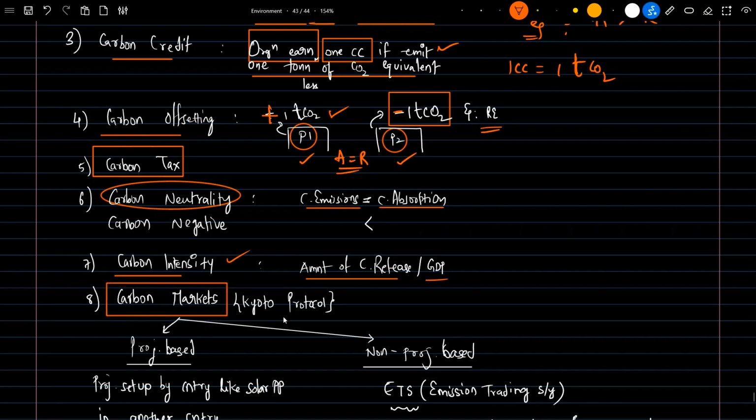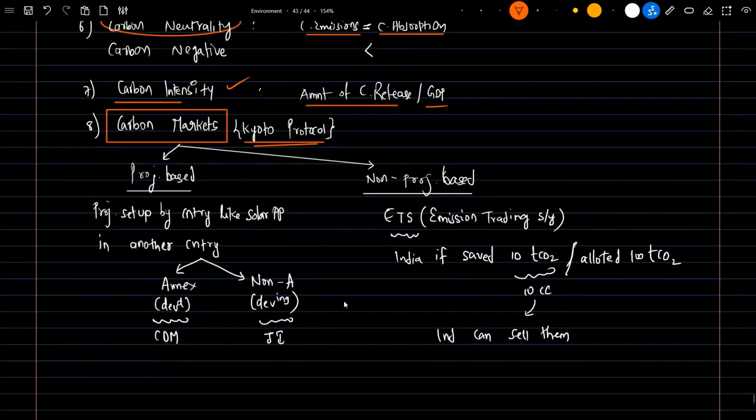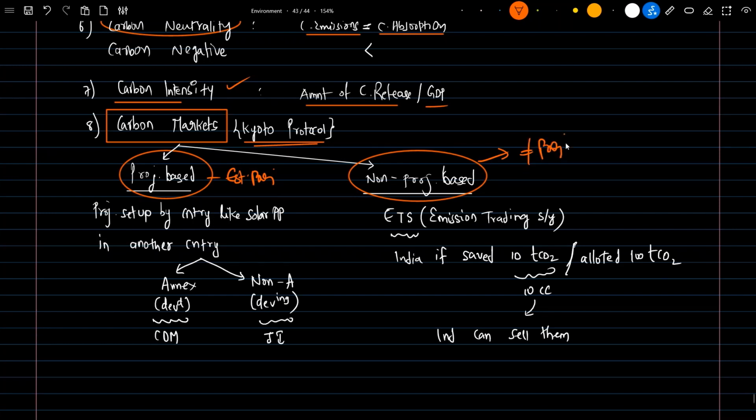What is the carbon market? This concept has been evolved by the Kyoto Protocol under UNFCCC. The carbon market is majorly divided into project based and non-project based. What is project based? Project means simply establishing some project. In non-project based, there will be no project established. So let's understand about the project. A project will be set up by a country, like a solar power plant, in another country.